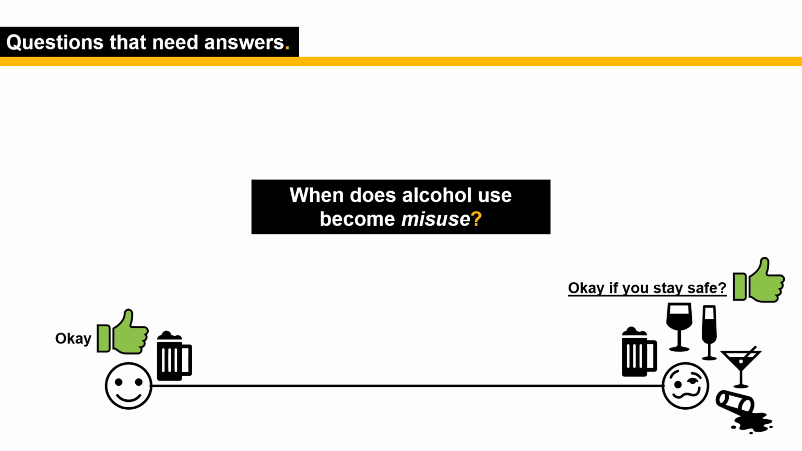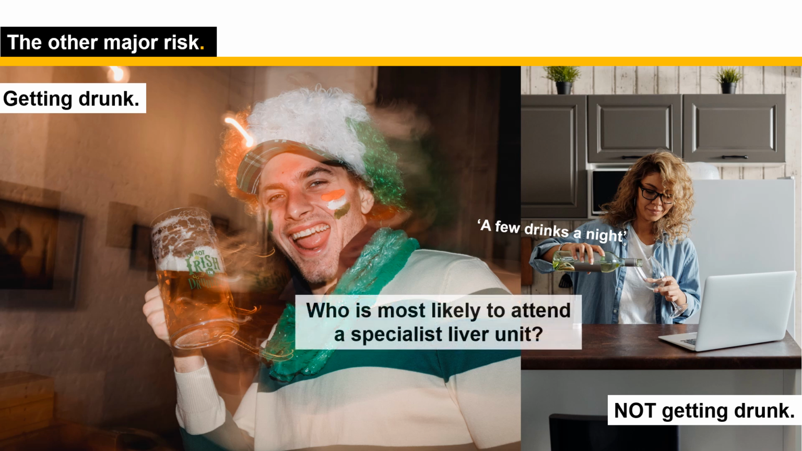But what's really interesting here is that people drink for different reasons. People drink to get drunk, but people also drink not to get drunk. They just have a couple of drinks every night, perhaps after work. We know who's most likely to end up in an A&E department. It's the person on the left who's getting drunk. But the question here is who's most likely to end up in a specialist liver unit? And actually it's the person on the right. We're seeing this more and more within the UK at the moment.